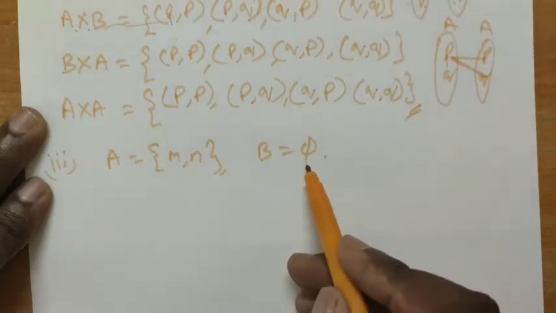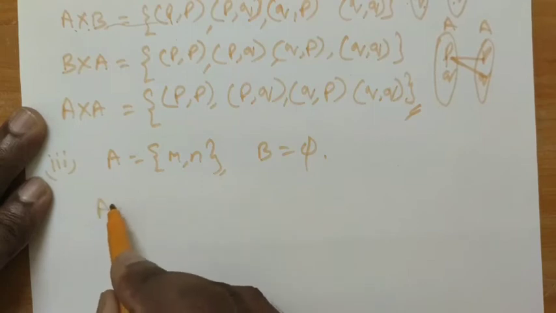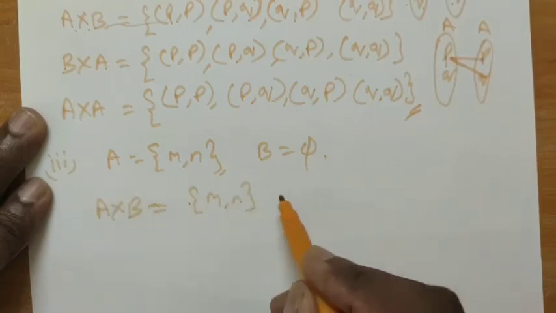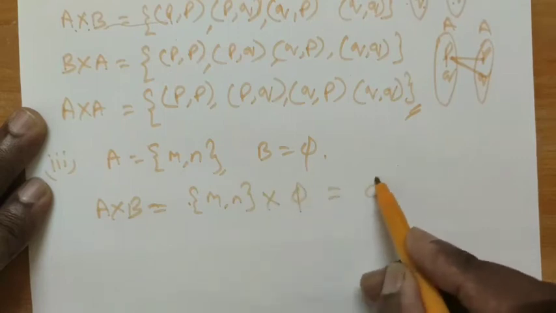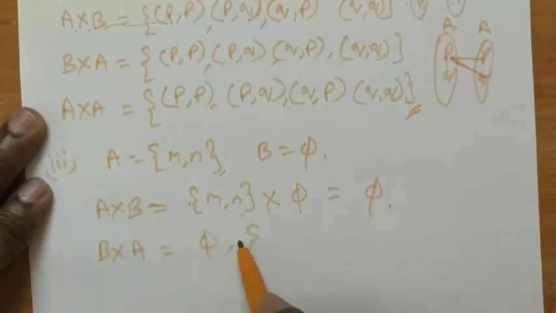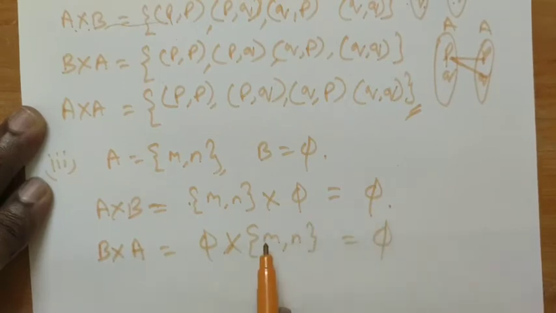Here one of the sets is empty, so A cross B, that is {M, N} into pi, is equal to pi. And then B cross A, that is pi into {M, N}, is also the pi set. Surely the two sets should be non-empty. If one of the sets is empty, then we get the result as empty.